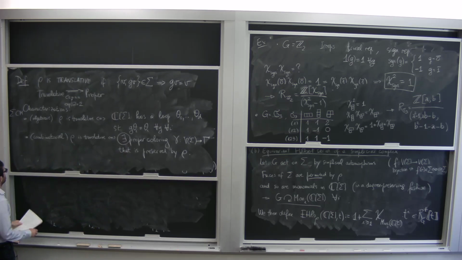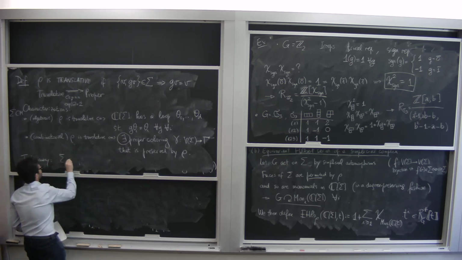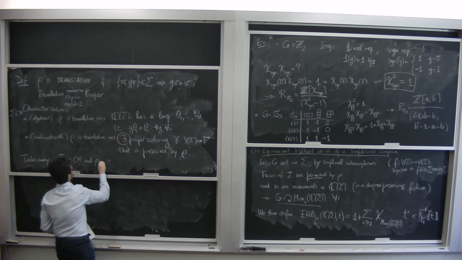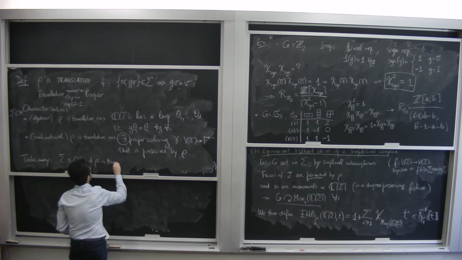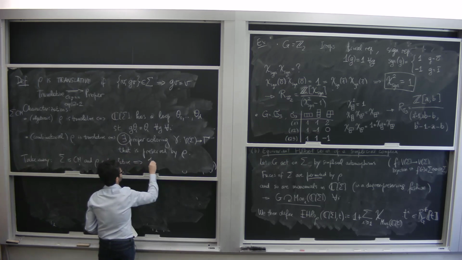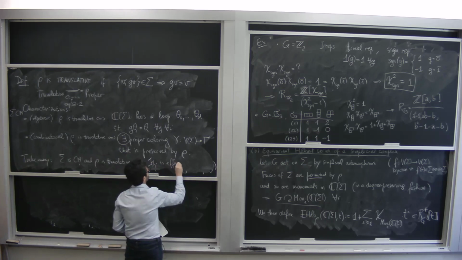So what is the takeaway? The takeaway is that if sigma is Cohen-Macaulay and rho is translative, then you get what you want. You get that H_i is effective for any i.